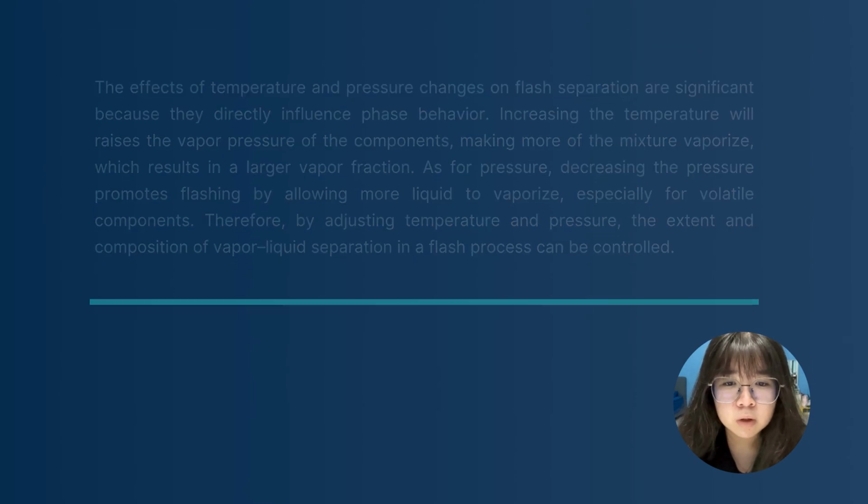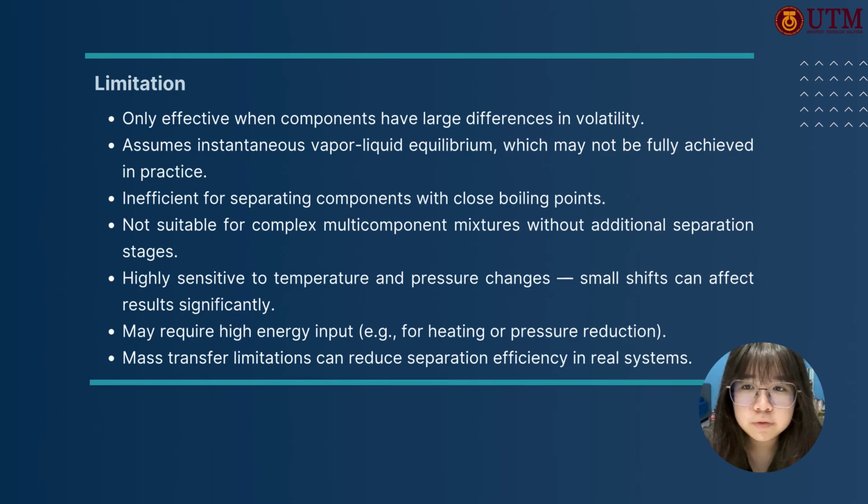These are the limitations for the flash separation. It is only effective when components have a large difference in volatility. We need to assume instantaneous vapor-liquid equilibrium, which may not be fully achieved in practice. It is inefficient for separating components with close boiling points. It is not suitable for complex multi-component mixtures without additional separation stages. It is highly sensitive to temperature and pressure change. It may require high energy input. Mass transfer limitations can reduce separation efficiency in real systems.